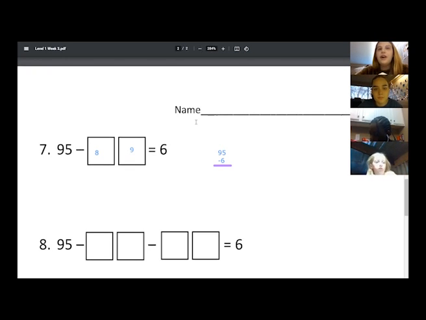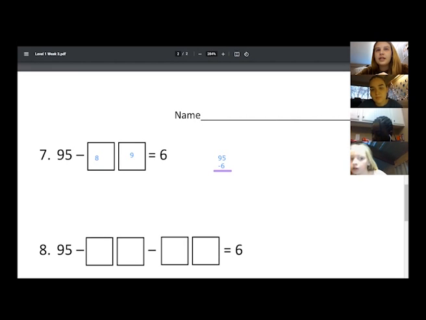And if we do 95 minus 6, we're going to get 89. So do y'all see how this kind of works, where you can flip it here? Can I have a thumbs up if you understand this one? Okay, this is our only answer for number 7. So moving on to number 8. This is pretty tricky and we're running out of time.